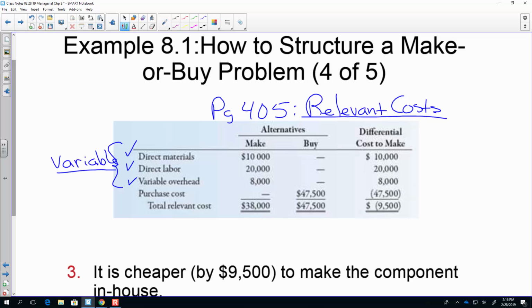Labor is the same way. If I make it, I'm going to have to pay Eric and Chris. If I don't make it in-house, I don't have to pay them. They're laid off, right? And then all the variable costs, supplies, maintenance, material, repairs and maintenance, utilities are variable. If I make it, they're there. If I don't, they're not. And then on the opposite side of things, if I do buy it, there's my cost on the other end.